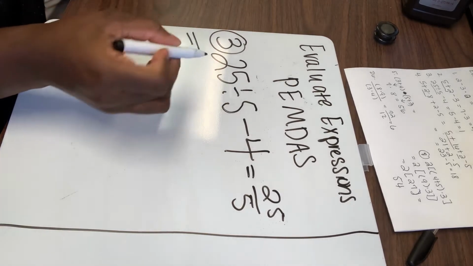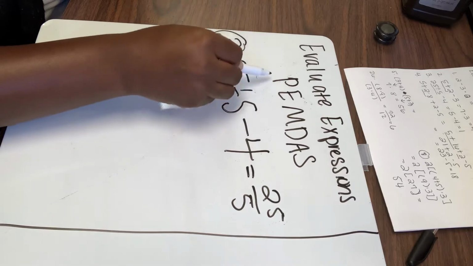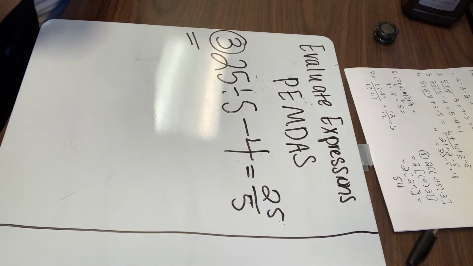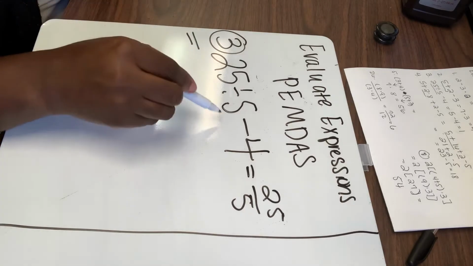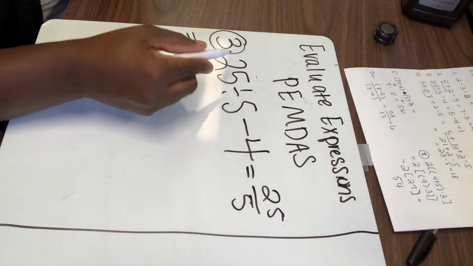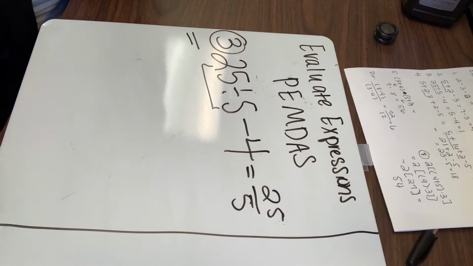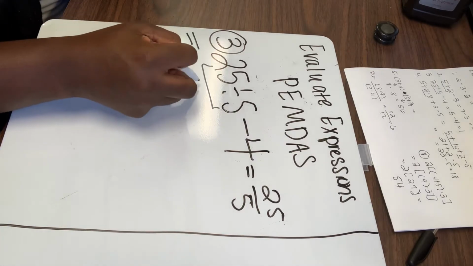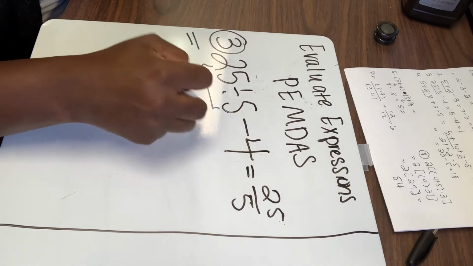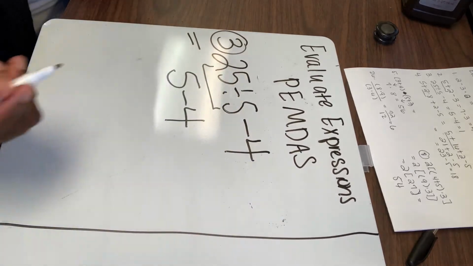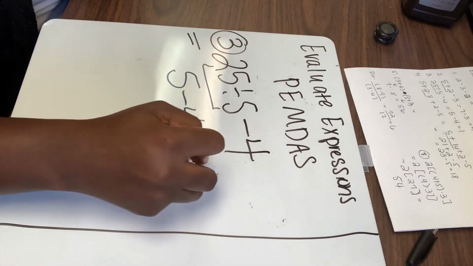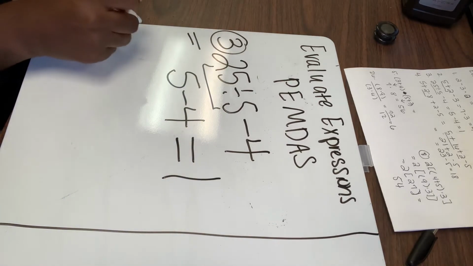So the first thing we have to do is look at our please excuse my dear Aunt Sally. And it tells you that division is first. So we're going to divide these two first. And we know that 25 divided by 5 is just going to give us 5. And like I told you earlier, you bring down the rest. So 5 minus 4 is going to give us 1. We're going to do one more problem.